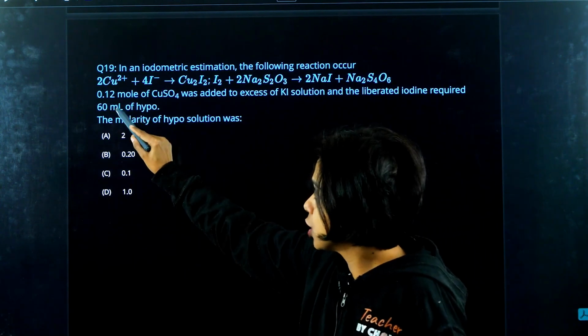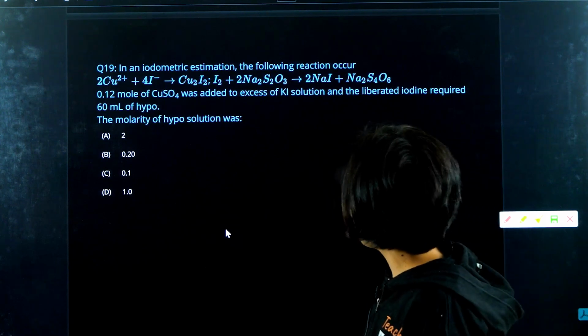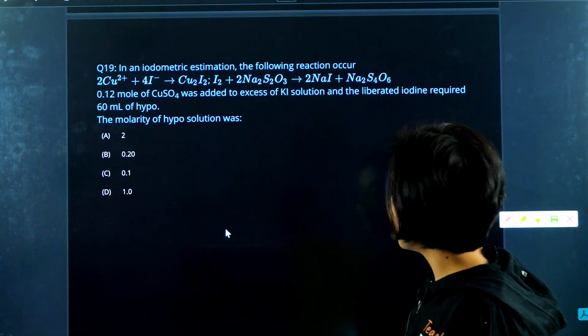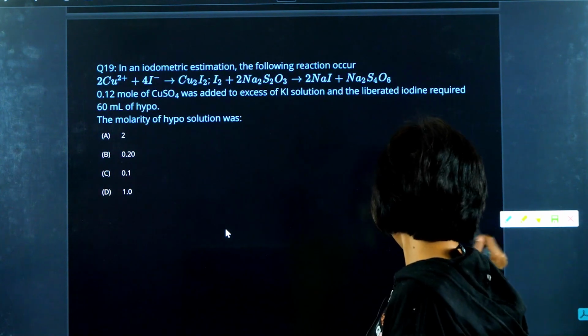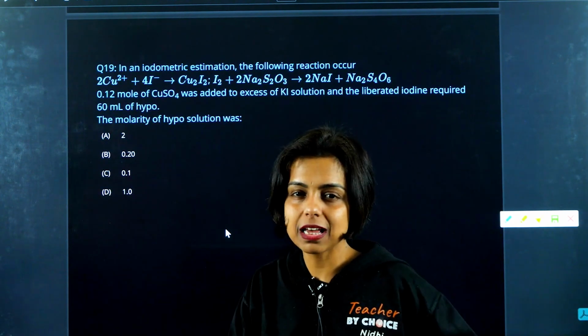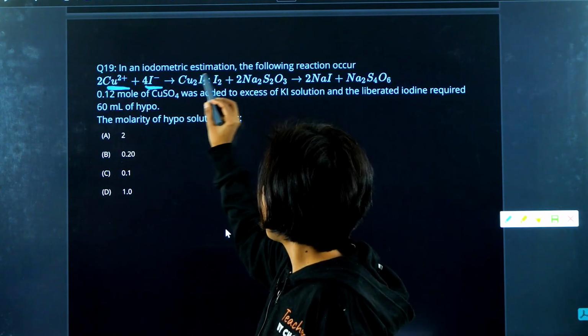So let's see. 0.12 moles of copper sulfate was added to excess of KI solution and the liberated iodine requires 60 ml of hypo solution. Okay, so the reactions are given to us, so it makes our problem very easy. So 2 moles of this reacts with 4 moles of iodide to liberate iodine.